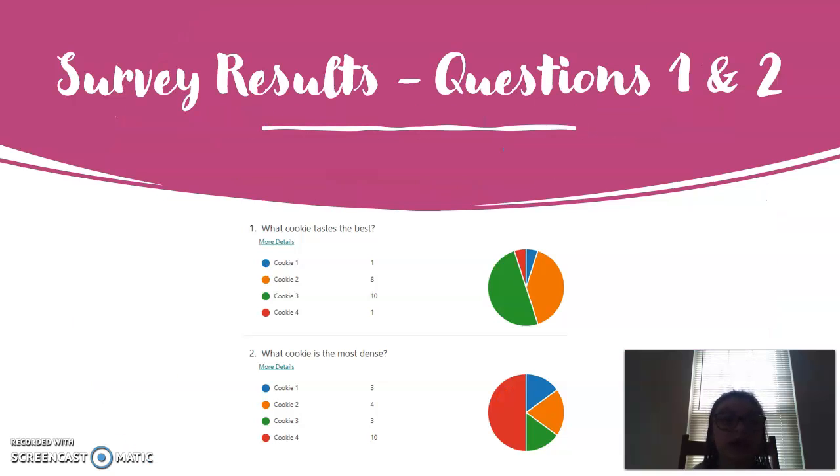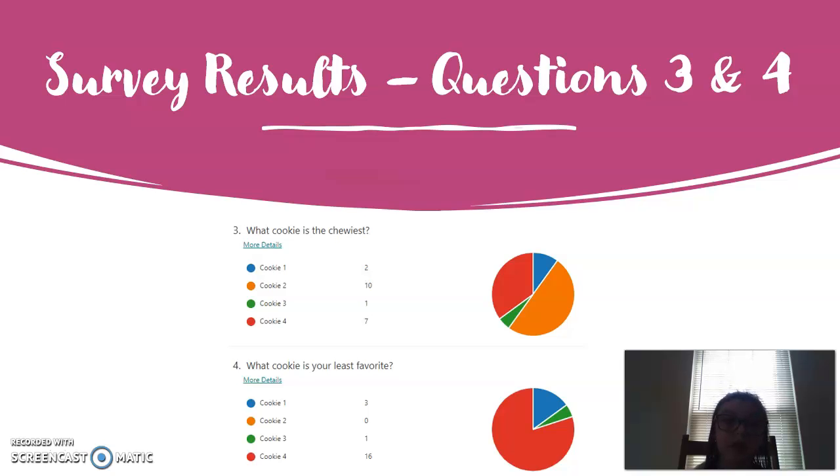As you can see, in question 1, the majority of people thought that Cookie 3 tasted the best. Cookie 3 was coconut flour. The majority of people thought that Cookie 4 was the most dense. Cookie 4 was cauliflower flour. The majority of people thought that Cookie 2 was the chewiest. This was the chickpea flour.